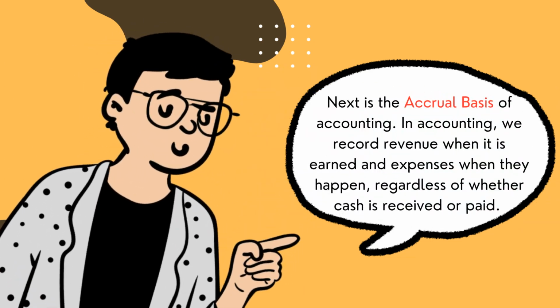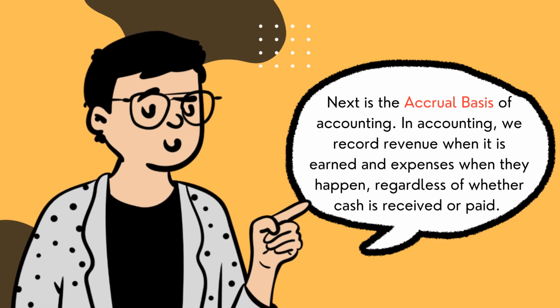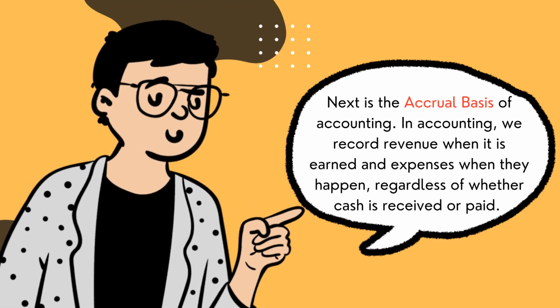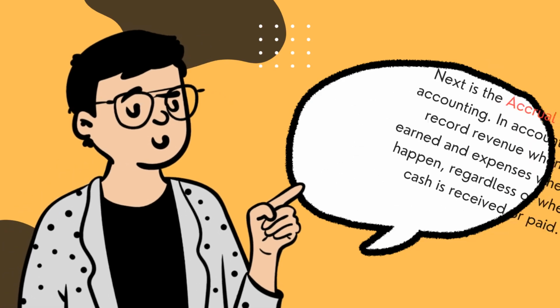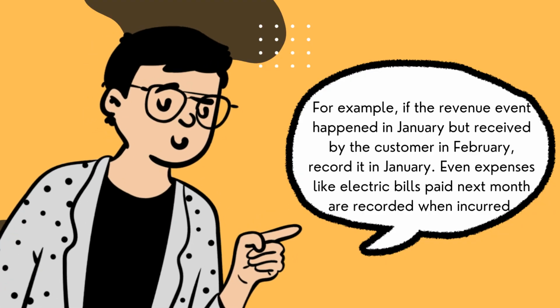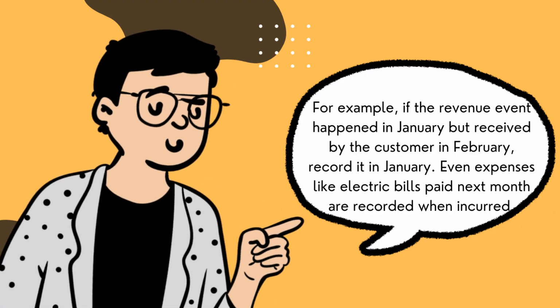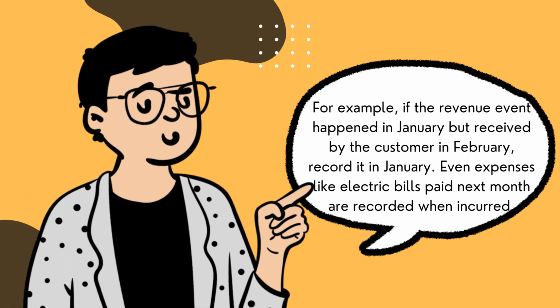Next is the accrual basis of accounting. In accounting, we record revenue when it is earned and expenses when they happen, regardless of whether cash is received or paid. For example, if the revenue event happened in January but was received by the customer in February, record it in January. Even expenses like electric bills paid next month are recorded when incurred.